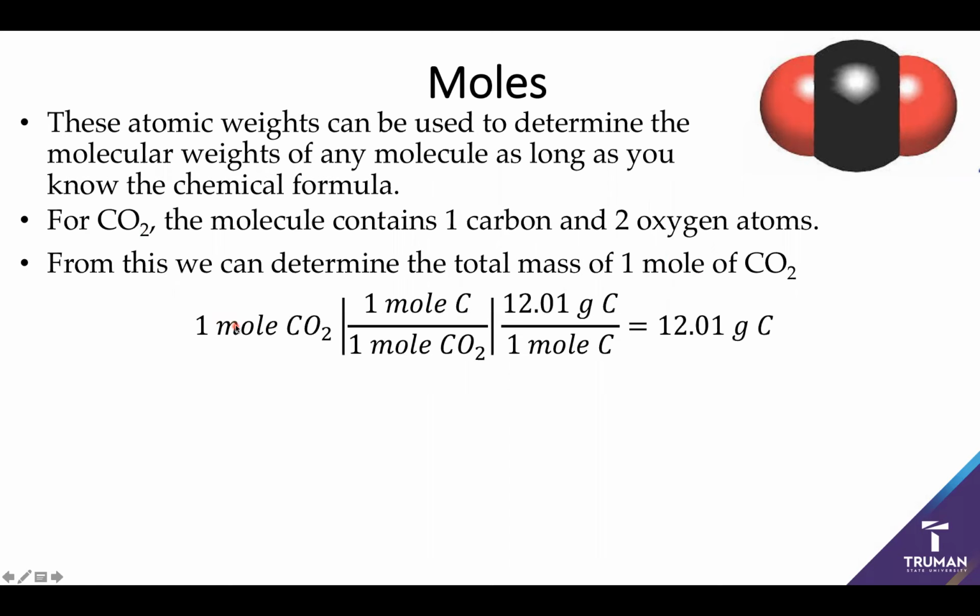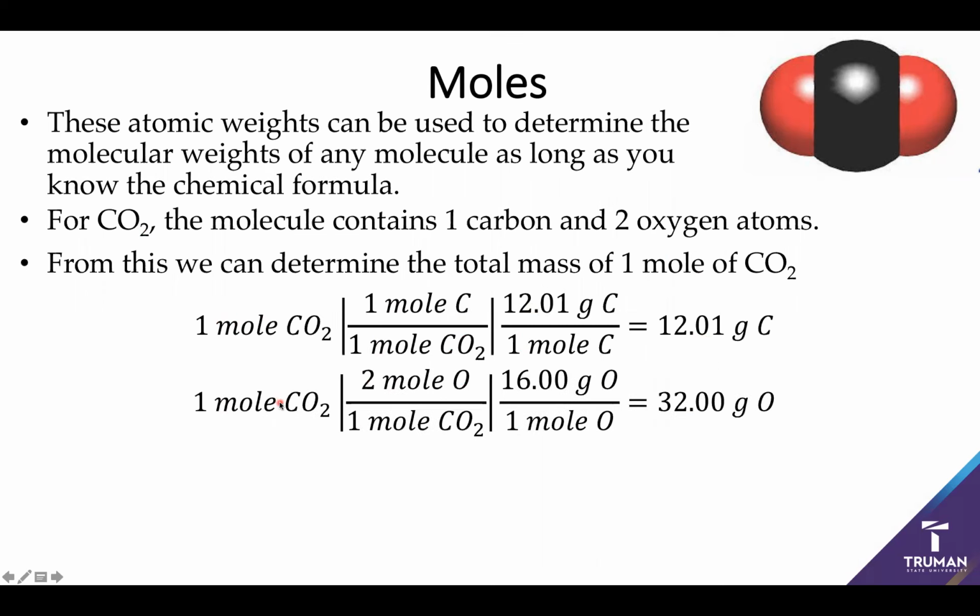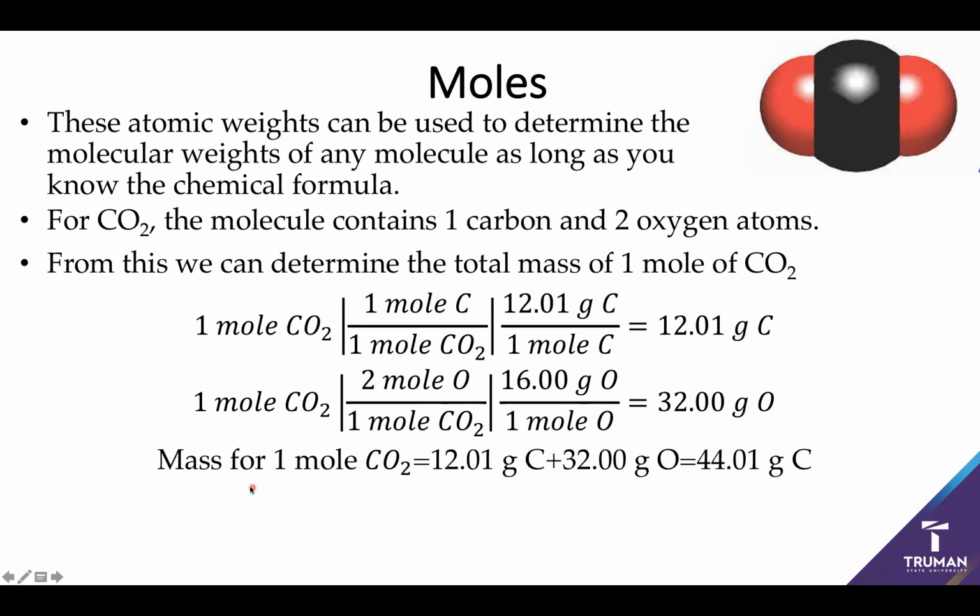If I have 1 mole of CO2, this means I've got 1 mole of carbon, and each mole of carbon weighs 12 grams. So 1 mole of CO2 has 12 grams of carbon. We can repeat the same process for oxygen and find out it contains about 32 grams of oxygen. We can then combine this: for 1 mole of CO2, 12 grams of carbon, 32 grams of oxygen, total mass of 44 grams. This is a fairly useful way of working with moles. As soon as you know atoms, you know molecules. And this is a really powerful feature.